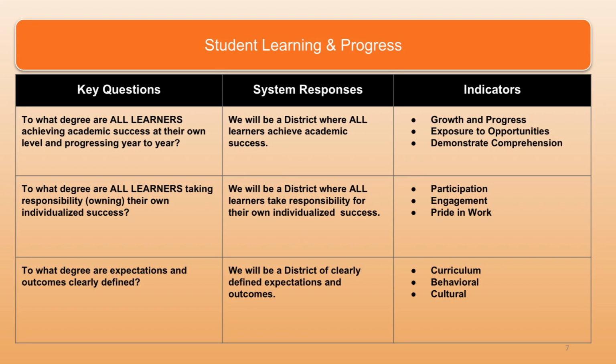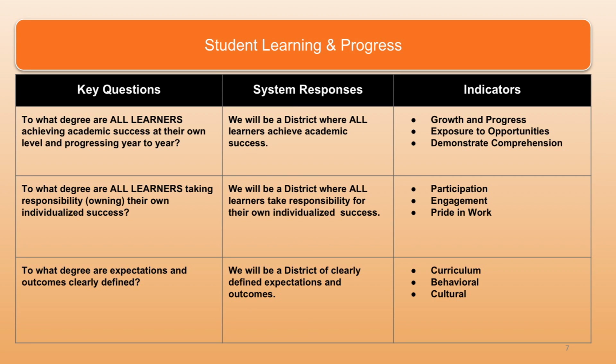An example of a system response or key question indicator for Pillar 1, student learning and progress, key question being, to what degree are all learners achieving academic success at their own level and progressing year to year? The system response to that key question would be, we'll be a district where all learners achieve academic success. So an example of an indicator may be looking at growth and progress of our students, the exposure they have to opportunities, and also at what level they can demonstrate comprehension.